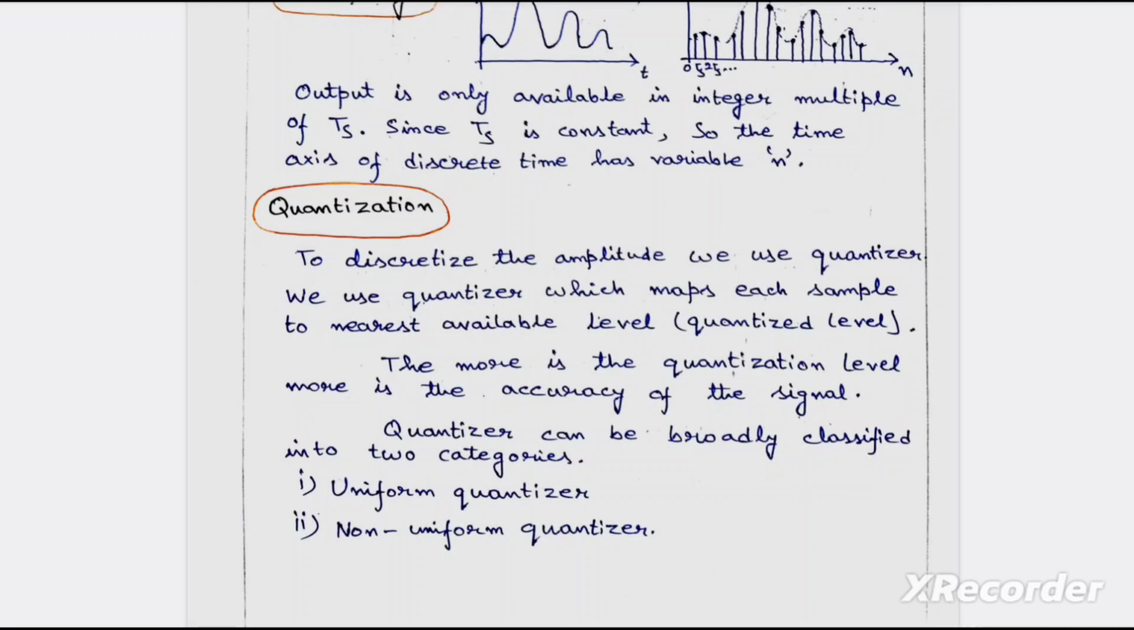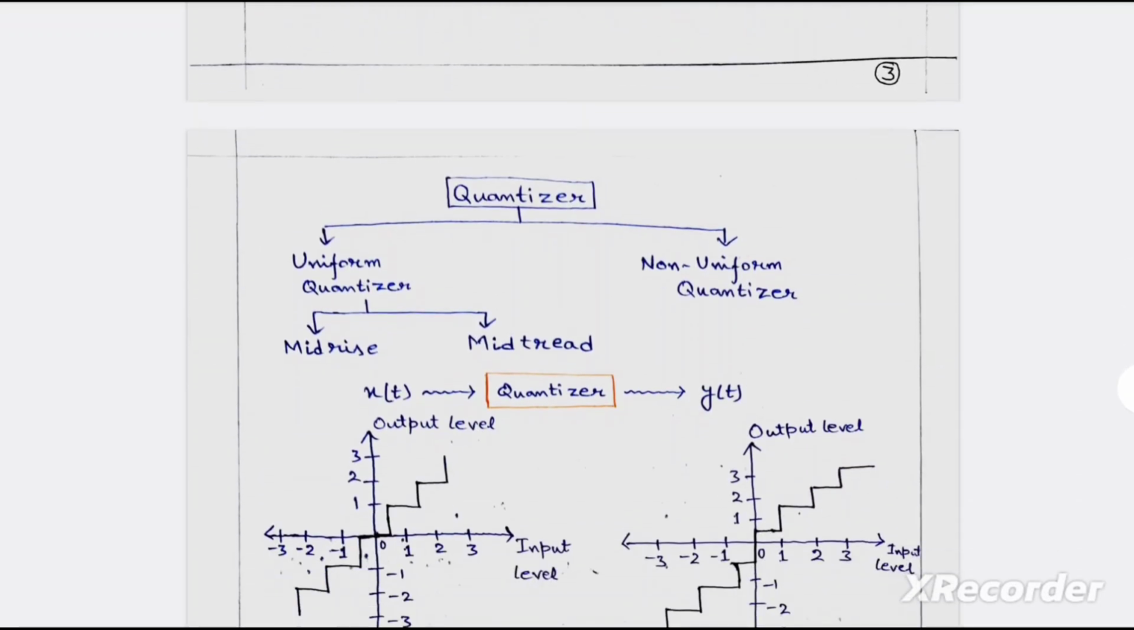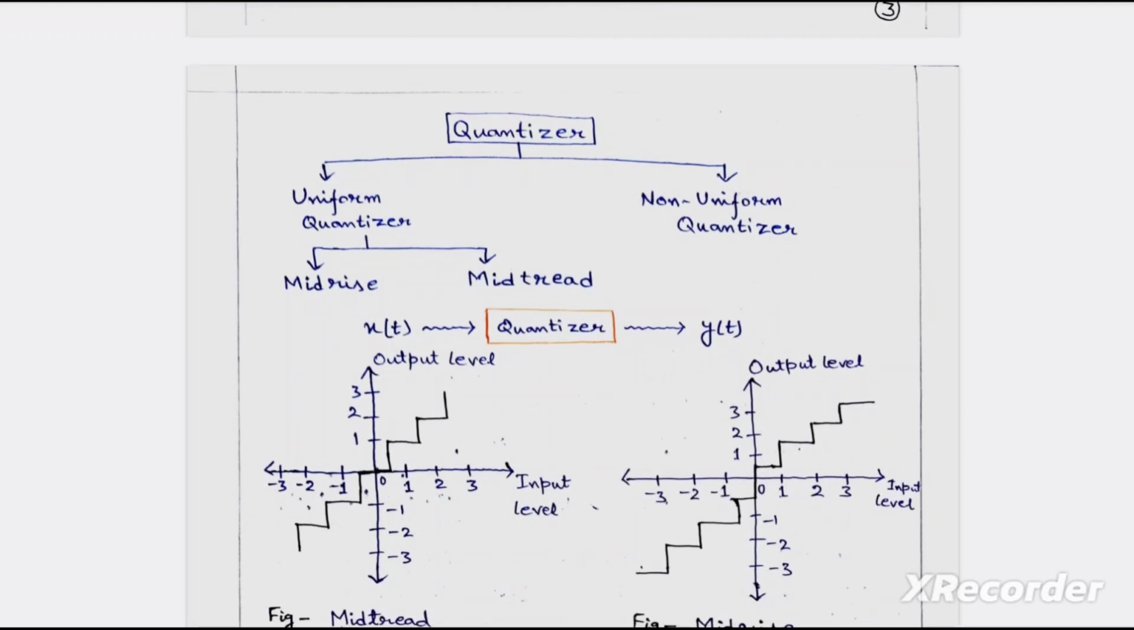Quantization. To discretize the amplitude, we use a quantizer, which maps each sample to the nearest available level. This is the quantized level. The more quantization levels, the more accurate the signal. It is quite obvious. Quantizers can be broadly classified into two categories. One of them is the uniform quantizer and the other is the non-uniform quantizer.